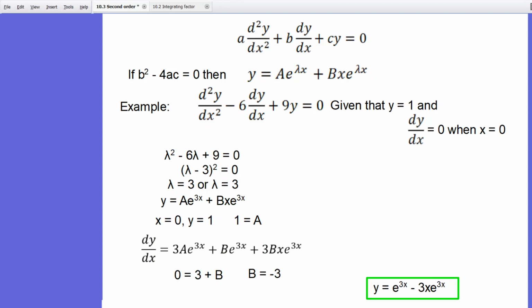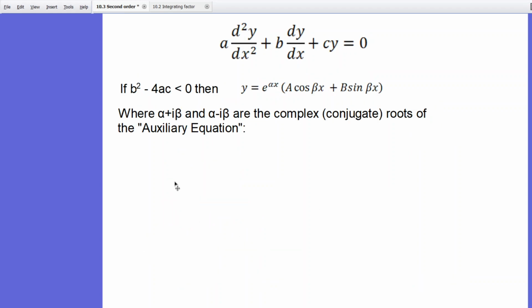The third sort of solution is where the discriminant is negative and we get complex roots. And because they're complex, yes, we could write them as e to the, in brackets, alpha plus i beta x, and a similar one for alpha minus i beta. But we can actually use Euler's relationship to change e to the i beta terms into cos beta x and sine beta x. And this is always much easier to deal with when we're trying to solve the problems. Okay, so here's now an example where we do this.